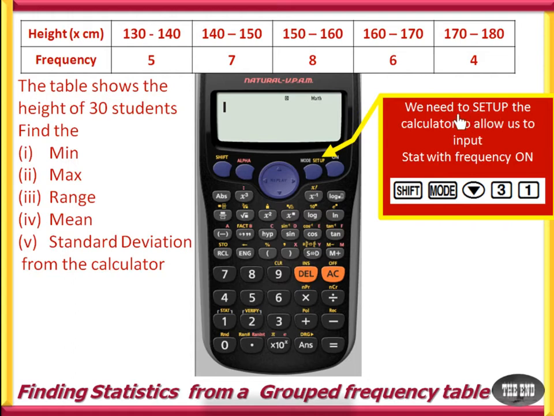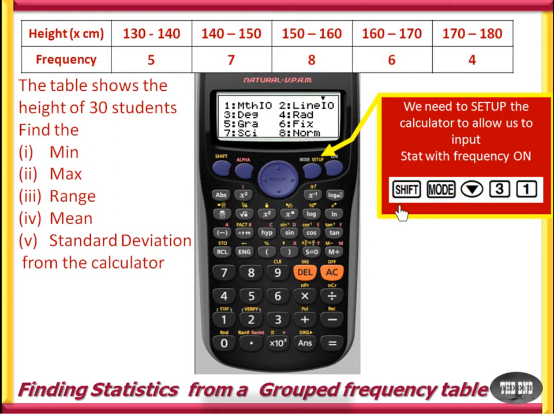We need to set up the calculator to allow us to input stats with frequency on. So we're going to press Shift, then Mode, then the arrow down, then 3, and then 1. When we press Shift and then Mode, this should come up on the screen. Then when we press the arrow down, this should come up on the screen.